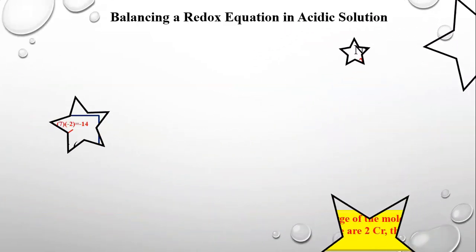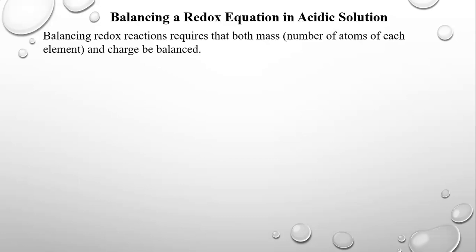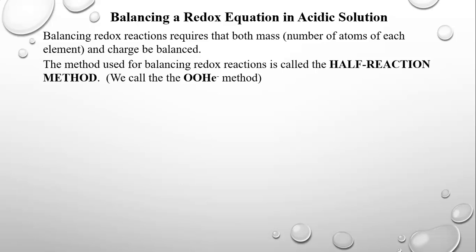Okay, so now we're going to learn how to balance a redox equation in acidic solution. I'll explain that in just a second. Balancing redox reactions requires both mass, the number of atoms of each element, and the charge to be balanced. If you remember way back when we were just doing basic balancing equations using the box method or by counting the atoms on each side, we were only balancing for atoms. The reason is the charge was already balanced, but we didn't know we even had to think about that. But now we do. So now you have to balance for both mass and charge. The method used for balancing redox reactions is called the half reaction method.